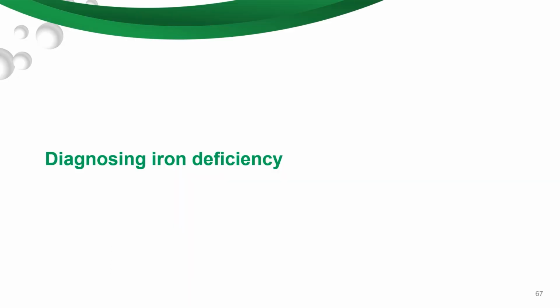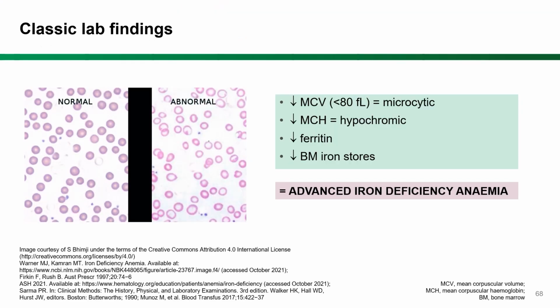How does all of this help us to diagnose iron deficiency? Now, the first important thing to know is that the classical description of iron deficiency anemia on the full blood count, which includes microcytic hypochromic red cells with low ferritin and low bone marrow iron stores, is only seen in advanced iron deficiency anemia and often not seen in the earlier phases of iron deficiency.